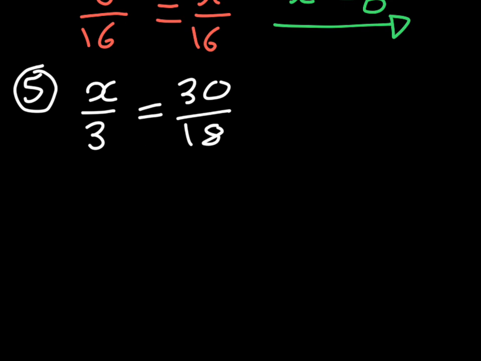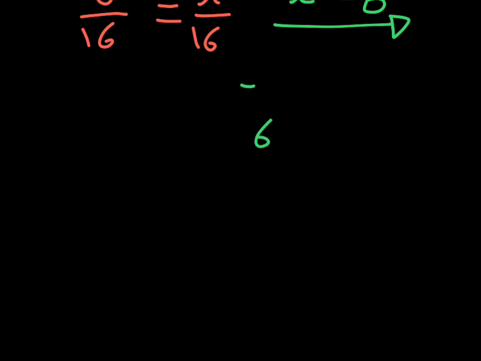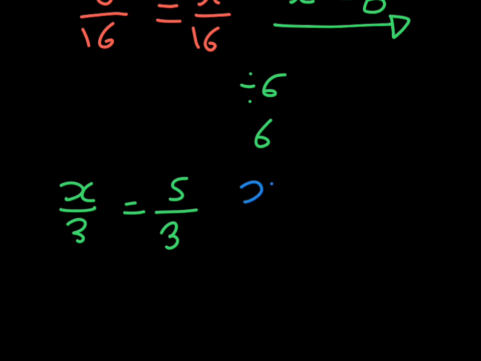So if we need this denominator to be 3, what are we going to divide by? We're going to divide by 6. We will therefore divide the 30 by 6 as well. Now we can say that x over 3 equals 30 divided by 6 is 5, 18 divided by 6 is 3. Therefore, we can say that x equals 5.